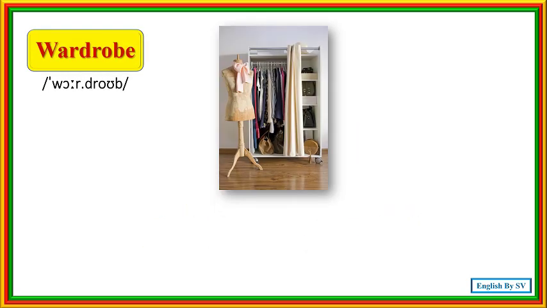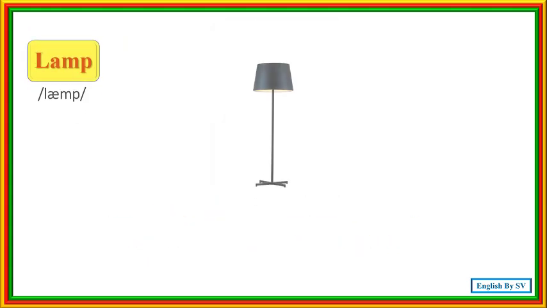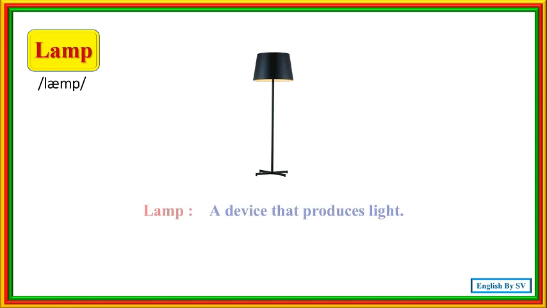Wardrobe. A tall cupboard for storing clothes. She hung her dresses in the wardrobe. Lamp. A device that produces light. He turned on the lamp to read.